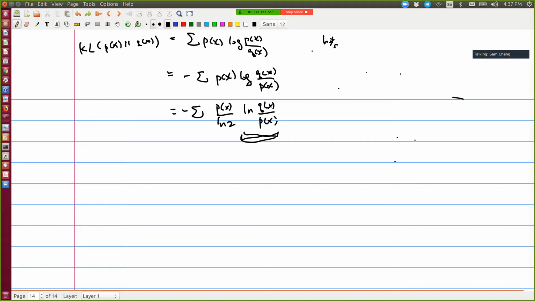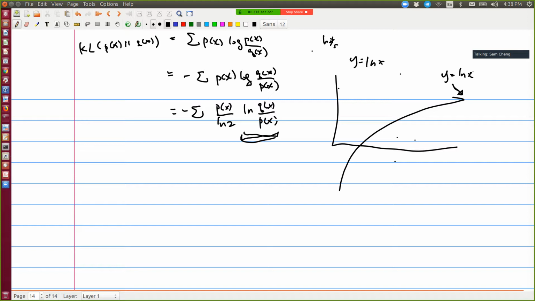We have an interesting property that log x as a function would be something like that. Consider another curve: this is y equal to log x. This is y equal to natural log of x. This is x, y here.